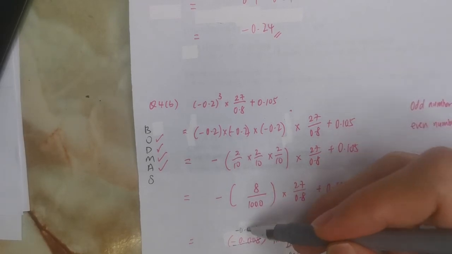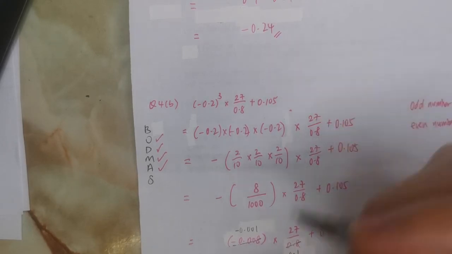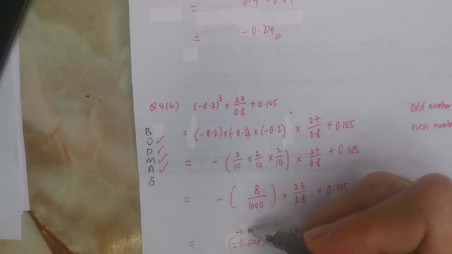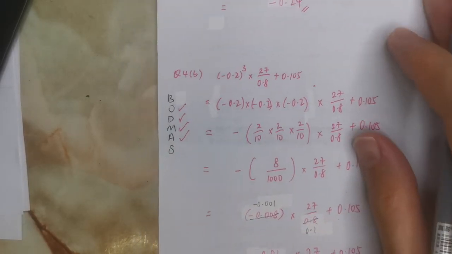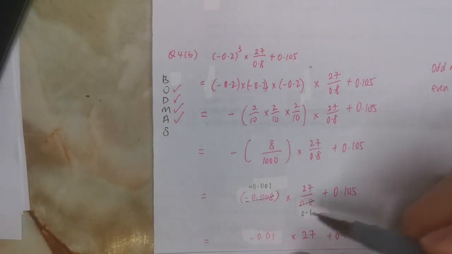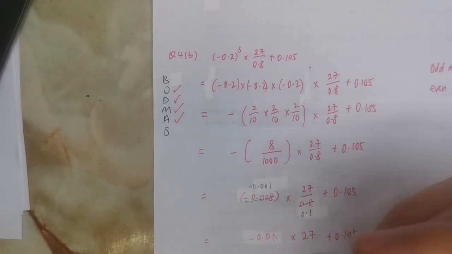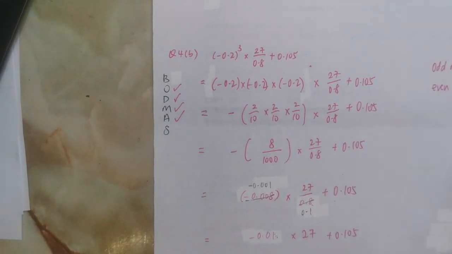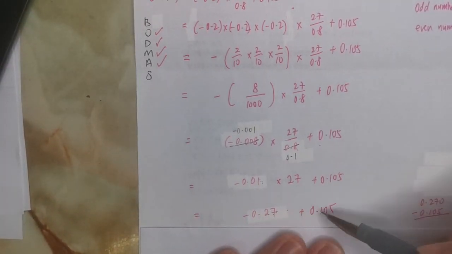When I divide negative 0.001 by 0.1, the negative still remains, because a negative number divided by a positive number still gives a negative number. So in this case, it will be negative 0.01 times 27 plus 0.105. Negative 0.01 times 27 just means 27 sets, so 27 times 1. In this case, it is negative 0.27. So now I'm left with negative 0.27 plus 0.105.